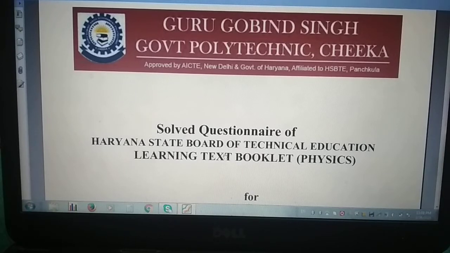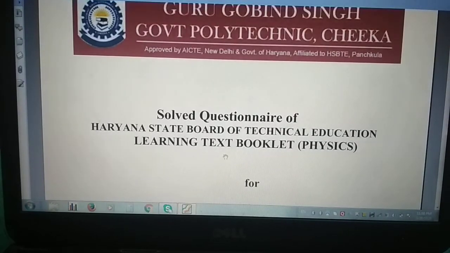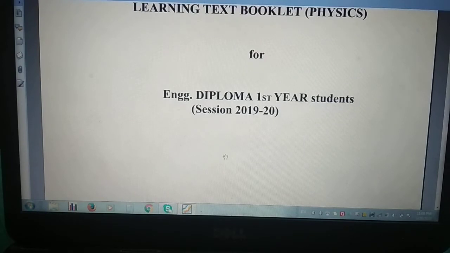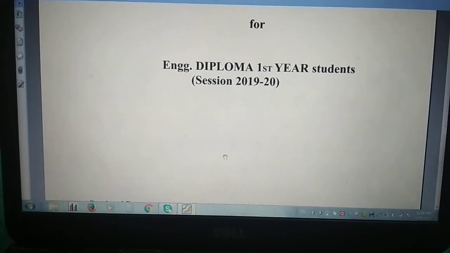As all of you know, the Haryana State Board of Technical Education has published a lot of books for diploma engineering students. It has also launched one book related to the applied science subject, applied physics. My effort here is that I have tried to solve the questions given in the Haryana State Board of Technical Education learning text booklet. For the benefit of students, I have solved these questions and tried my best to explain them for the best understanding of first year diploma engineering students.